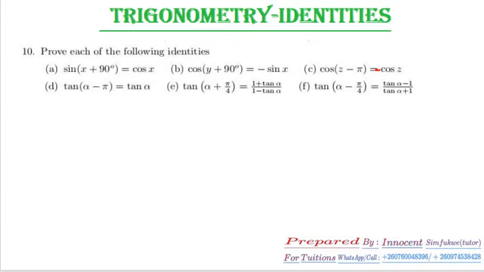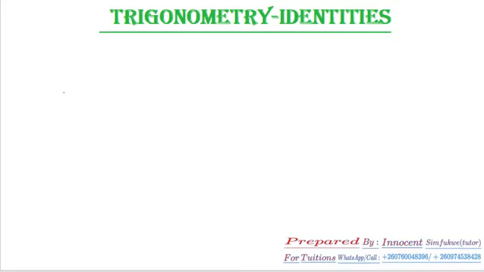So now, what's the question saying? Prove each of the following identities. I believe at the end of this video, you'll be able to understand how to prove this type of identities. But before I solve any question here, I just want you to understand the identities for sum and difference. So now, let me help you with something here.